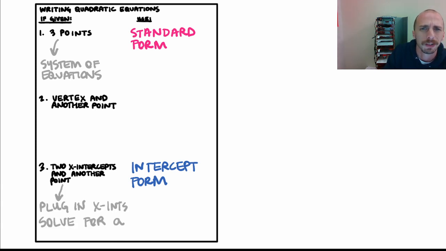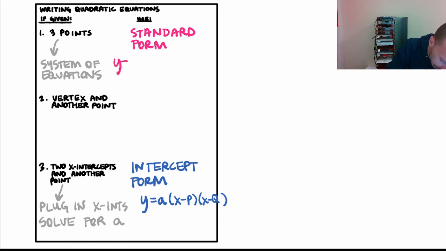Pardon me, I meant to say solve for a, right? Okay, and so I might also write out the intercept form, so that's y is a times x minus p times x minus q. Okay, standard form is y equals ax squared plus bx plus c.